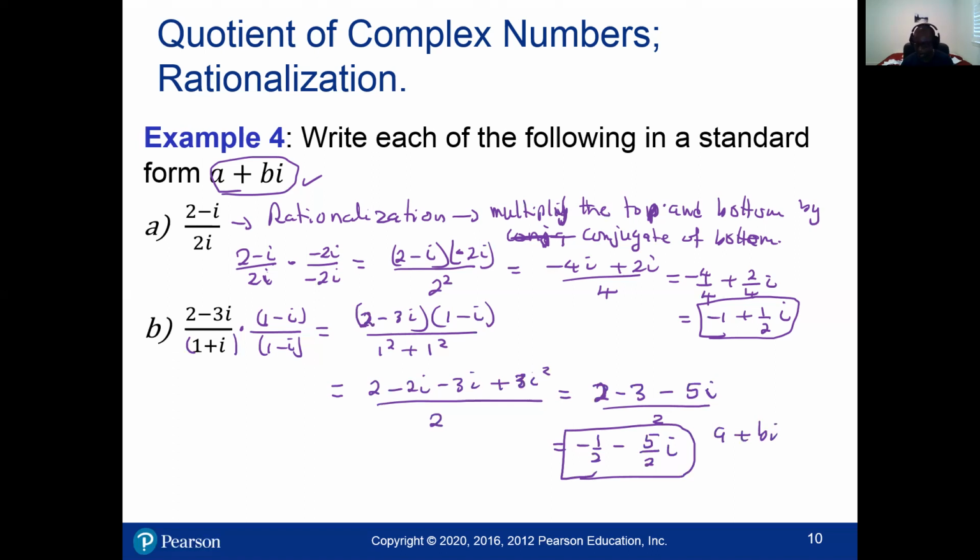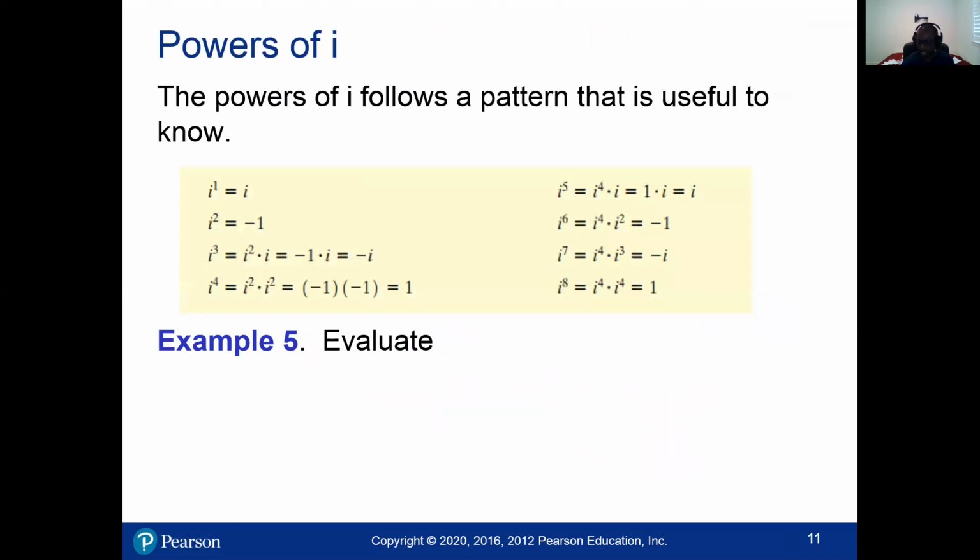Okay. All right. Now let's talk about the powers of I. We know that I squared is equal to minus 1. Then I cubed, we write it as I squared times I, and I squared is negative 1, so that gives us negative I. I to the 4, we split it into I squared times I squared, and I squared is negative 1. So negative 1 times negative 1 is positive 1.